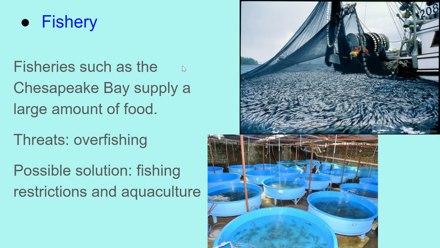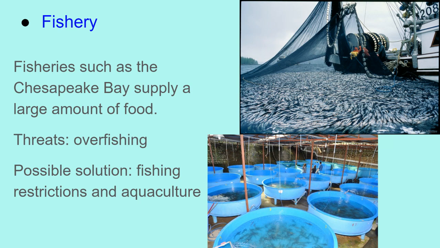Next up, we have the fishery. So, fisheries are basically places where we can go and fish for food sources of different species of fish. And one big fishery is the Chesapeake Bay, which is the main watershed for the state of Virginia. And they supply a huge amount of food, whether it's crabs or fish. But there's a huge threat going on right now.